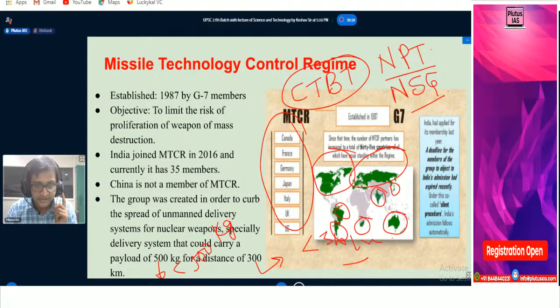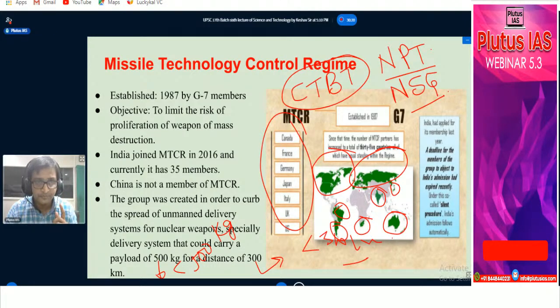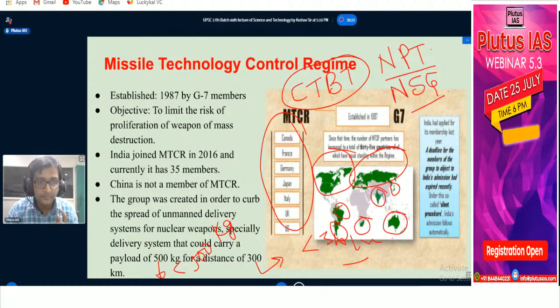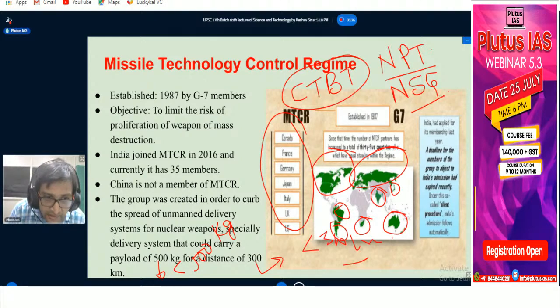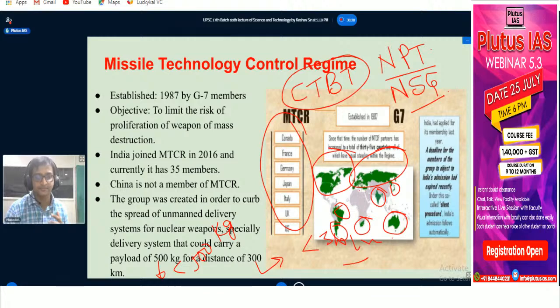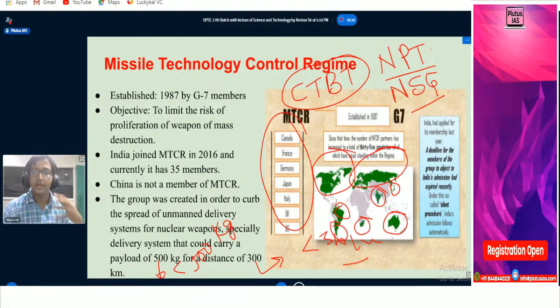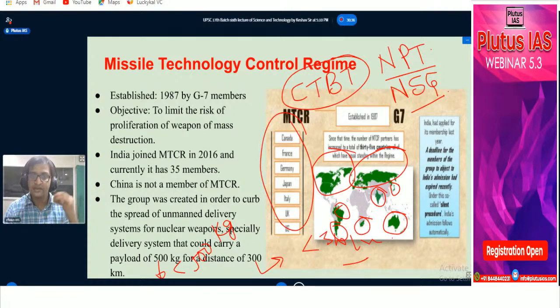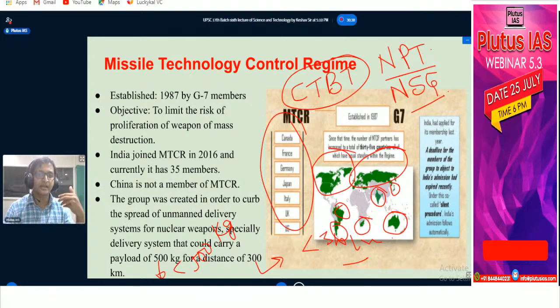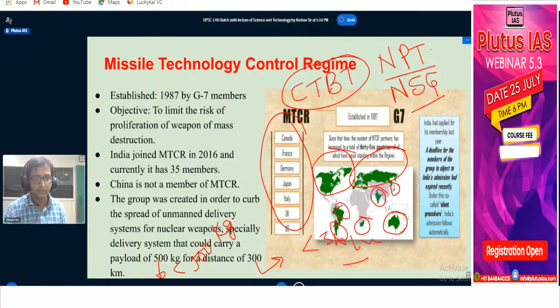Palak is asking something. So those who are members of MTCR, they can exceed. Yes, they can exceed. That's why now India is eligible to take any missile greater than 500 kg and any missile having a range greater than 300 km. So they are eligible.